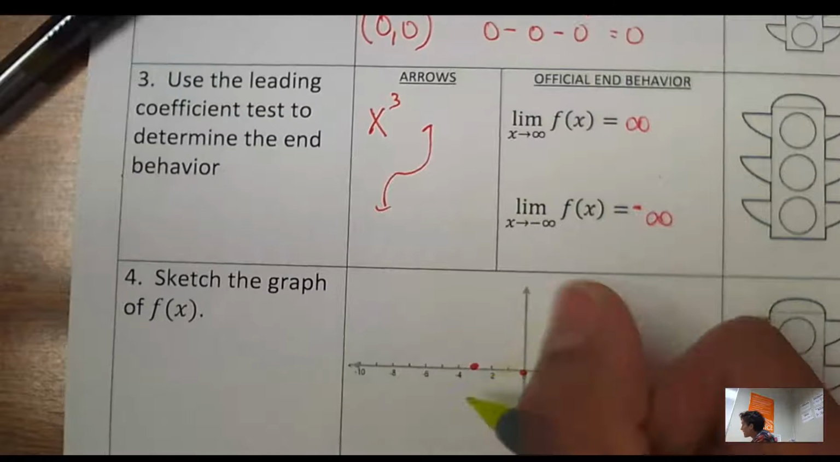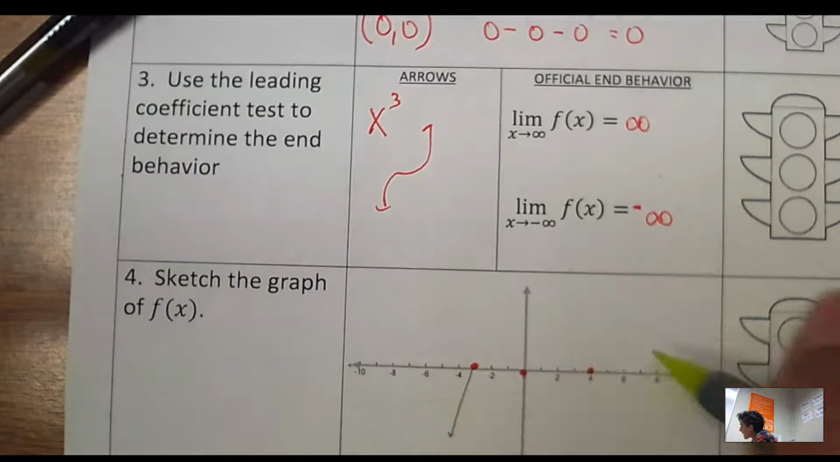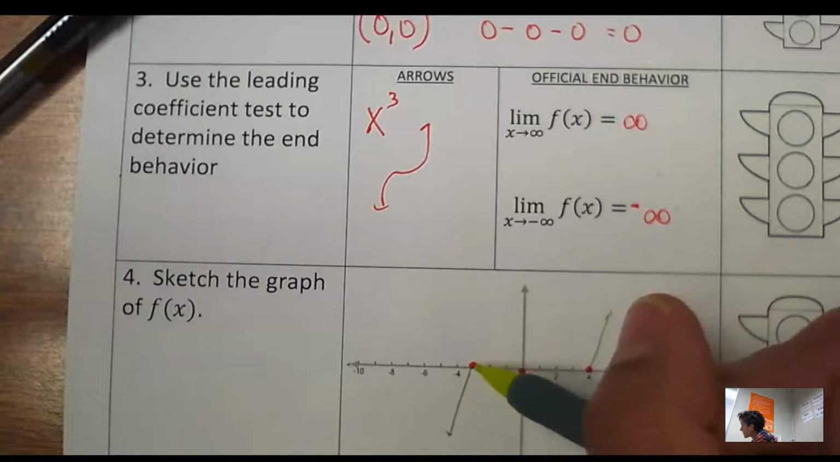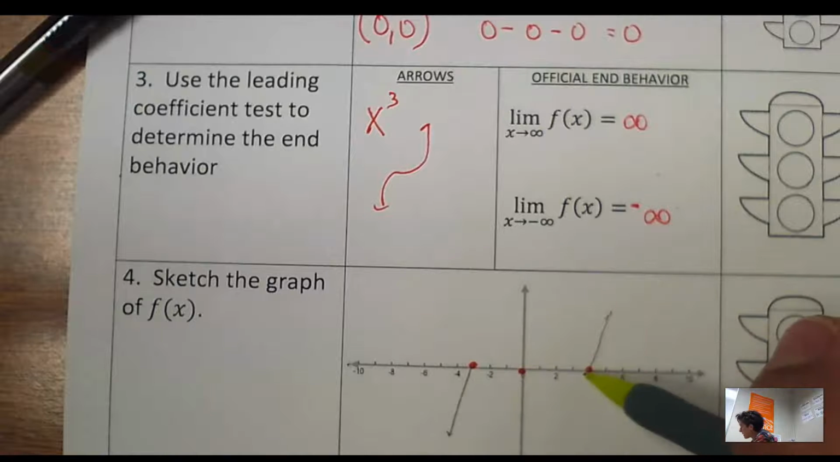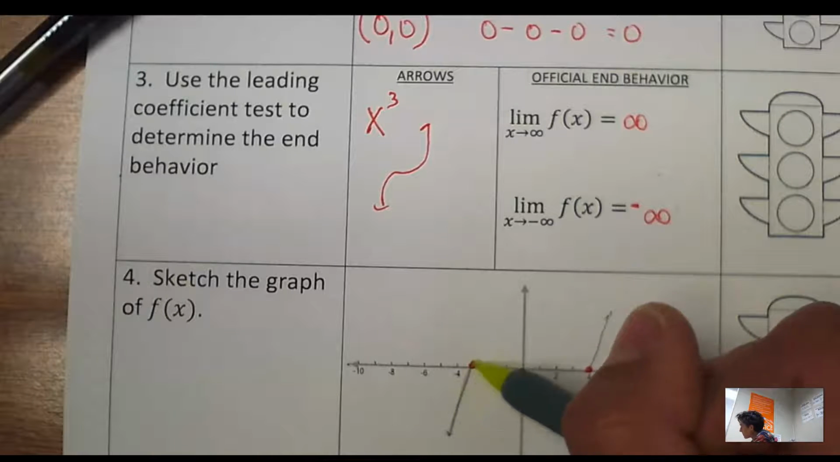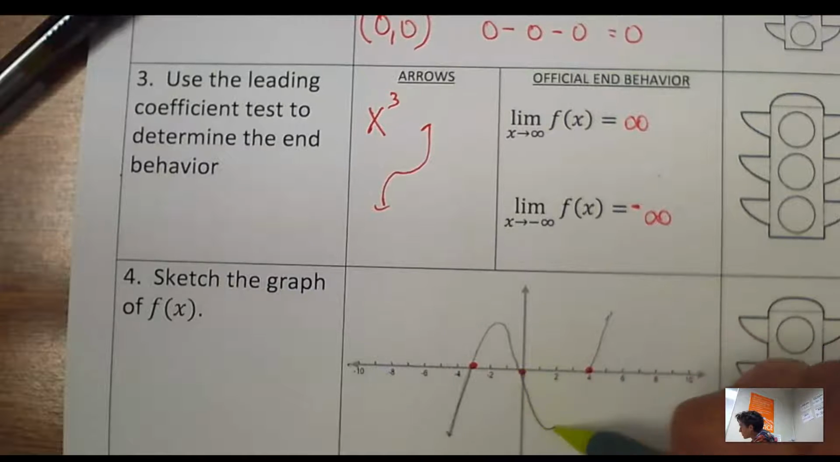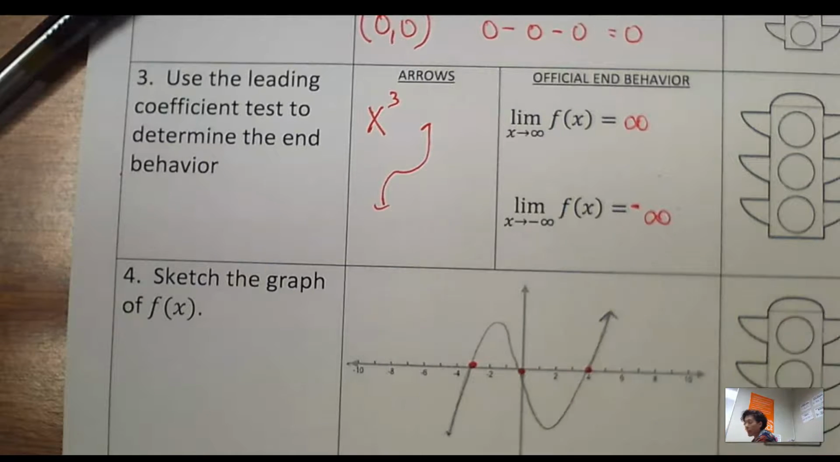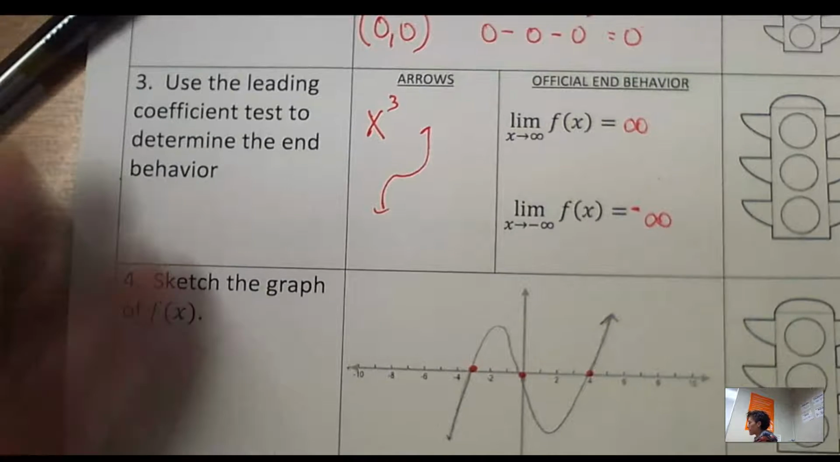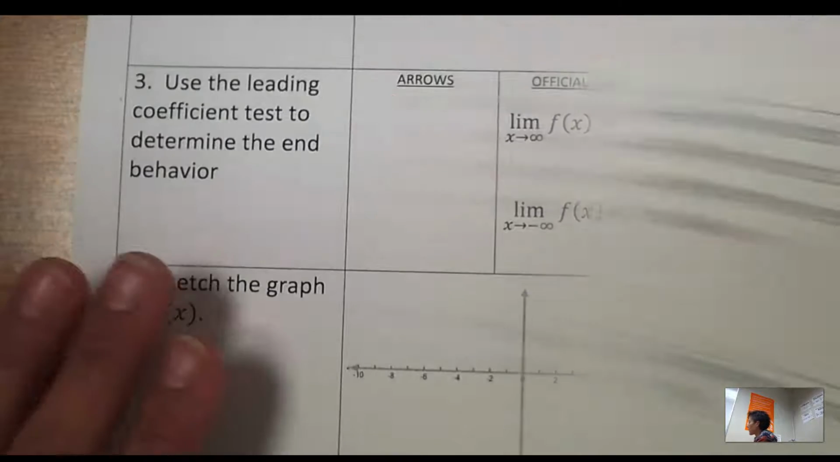I can remember that. My end behaviors, it's going down on the left and up on the right. So I just have to go from here to here to here. So I'm going to go up, turn. It's just going to cross right through, turn, and come up. Again, you can have it turn wherever you want. All right, next one, E.